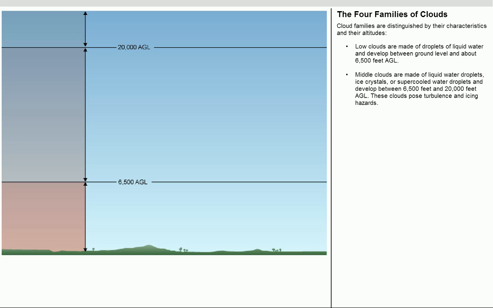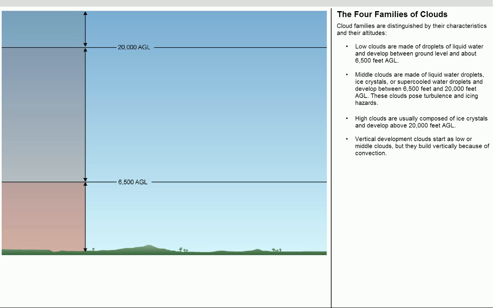Middle clouds are made of liquid water droplets, ice crystals, or supercooled water droplets. Middle clouds develop between 6,500 feet and 20,000 feet AGL. These clouds pose turbulence and icing hazards. High clouds are usually composed of ice crystals and develop above 20,000 feet AGL. High clouds seldom pose icing or turbulence hazards.